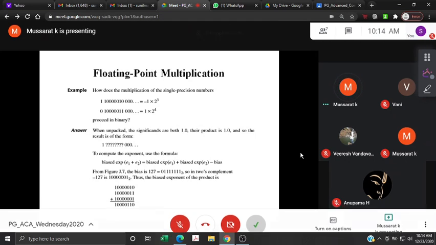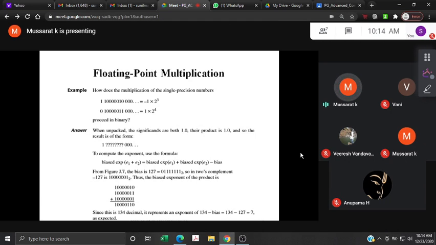So after taking the complement, this number in the form of a binary number, and adding this number, we will get the multiplication value here. Since this is 134 in decimal, we have a formula as 134 minus bias. So this is 134 here, minus the bias value 127. So by 134 minus 127, we will get the value 7 here.